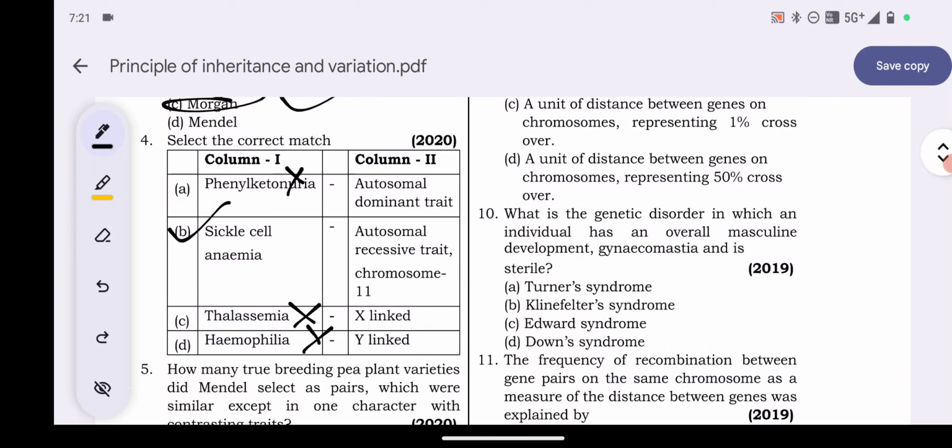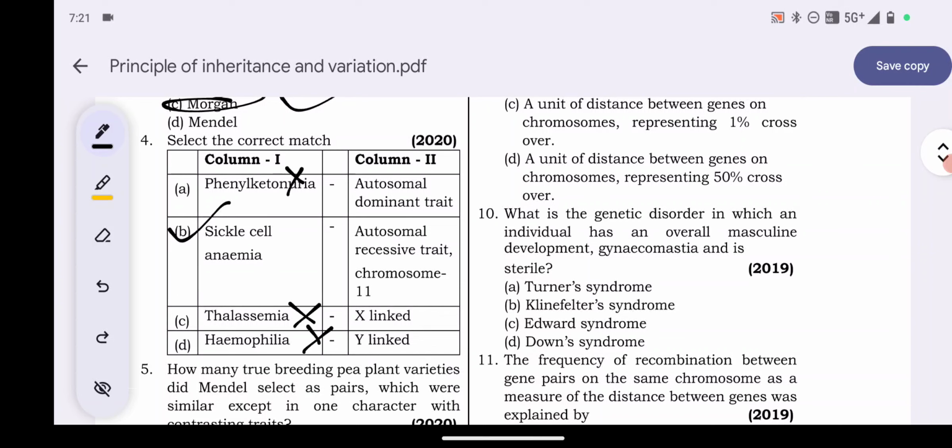Next, question number 8. The best example for pleiotropy is phenylketonuria, color blindness, ABO blood group, skin color. Best example for pleiotropy. So option A will be your correct answer, phenylketonuria.